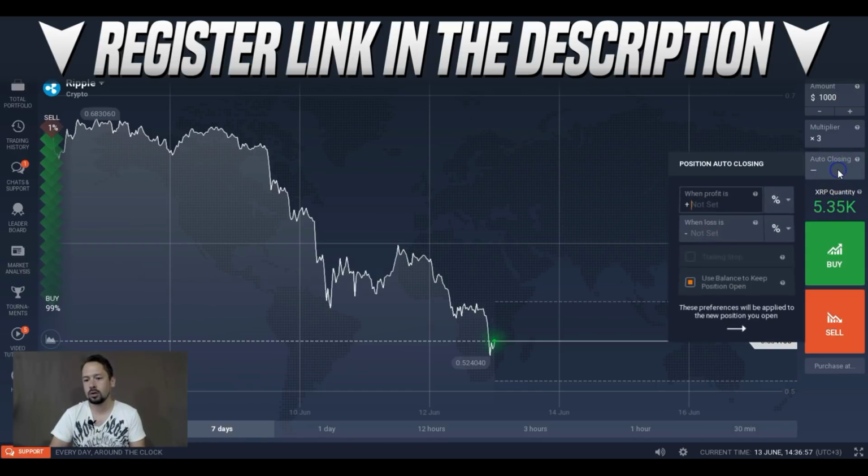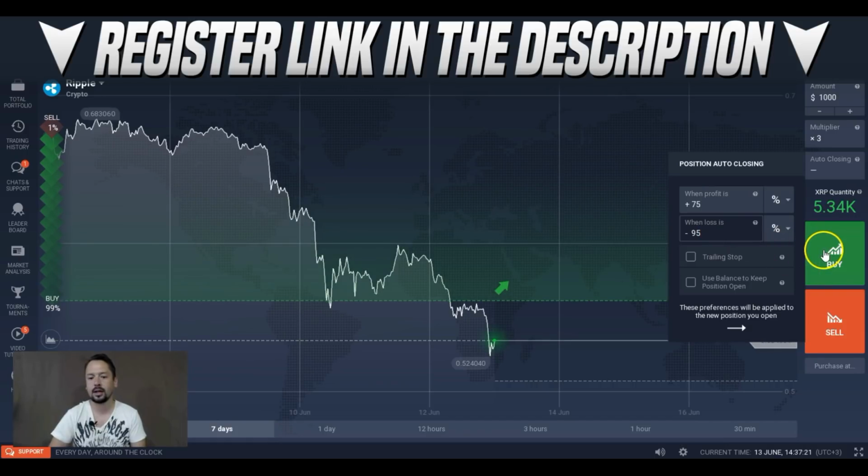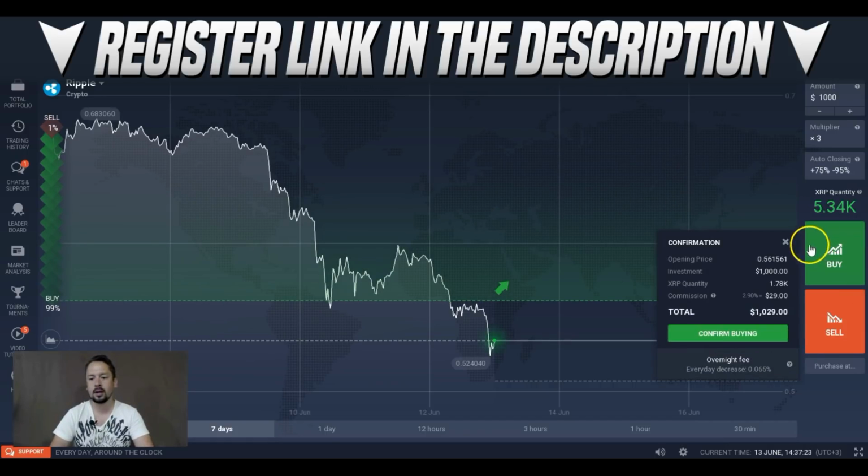And auto closing. Auto closing is a thing that will let you not go to this site every day, because it will automatically close your position. All you need to do is set the profit level and the loss level. The higher the better. After that you click buy.